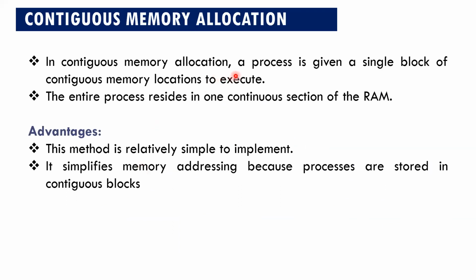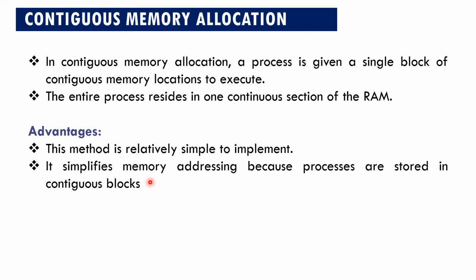In contiguous memory allocation, a process is given a single block of contiguous memory locations to execute. The entire process resides in one contiguous section of the RAM. And the advantage of this approach is that this method is relatively easy to implement and it simplifies memory addressing because the entire process is stored in one contiguous block of main memory.